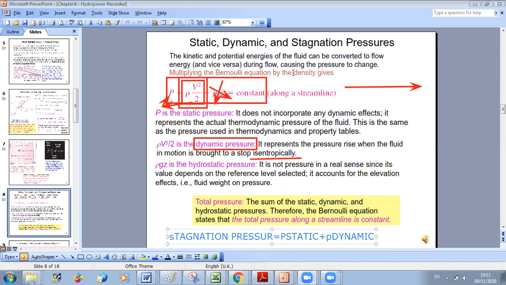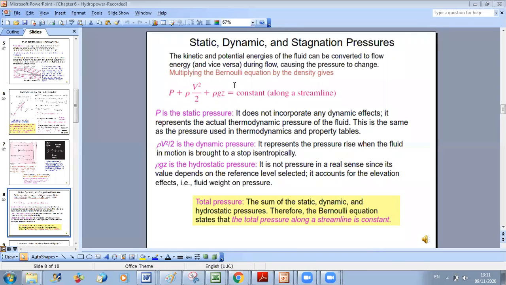Okay. So now, rho g z is related to what? This is the hydrostatic pressure. It's related to potential energy. Okay, so it's not a pressure in a real sense since its value depends on the reference level selected and it accounts for the elevation effect.